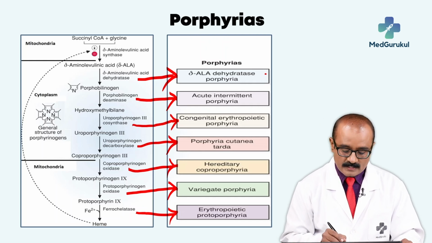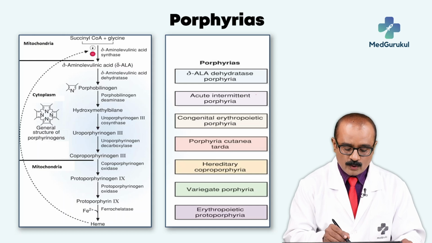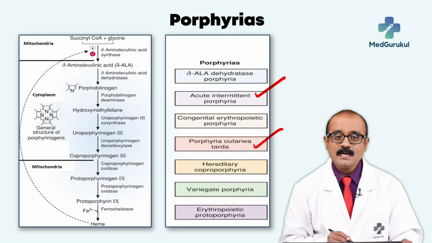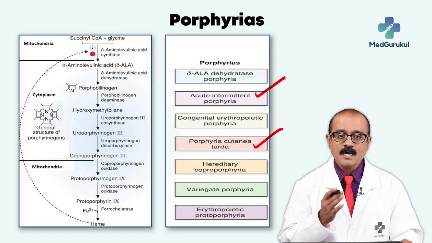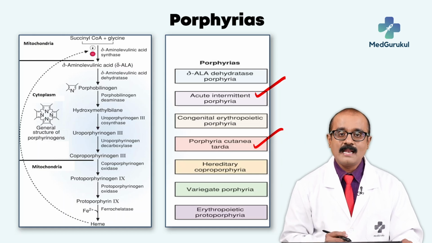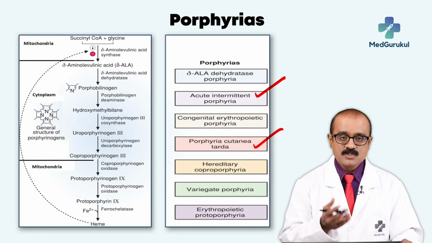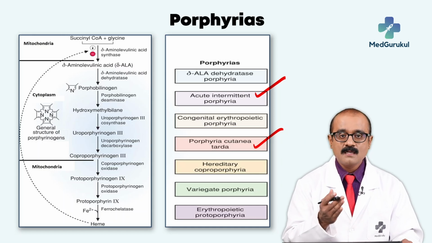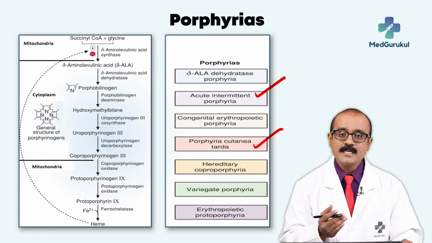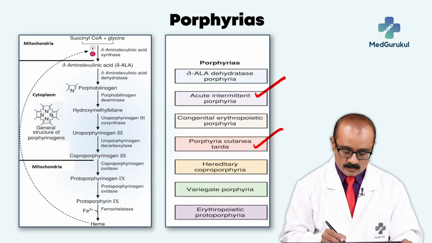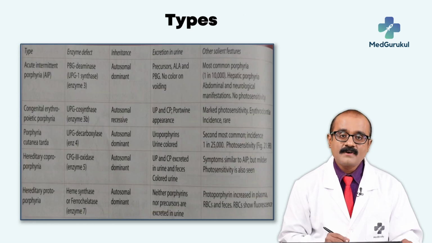Of these, acute intermittent porphyria is the most common. The second most common is porphyria cutanea tarda. So, usually questions will be asked on either acute intermittent porphyria or the second one, but for every one you should know the lab investigations and the enzyme defect. We already discussed the enzyme defects of each one. We will go through the most common ones, acute intermittent porphyria and porphyria cutanea tarda, in detail. The lab investigations of the others we will go through in the next few slides. So, these are the different types of porphyria along with the enzyme defects.